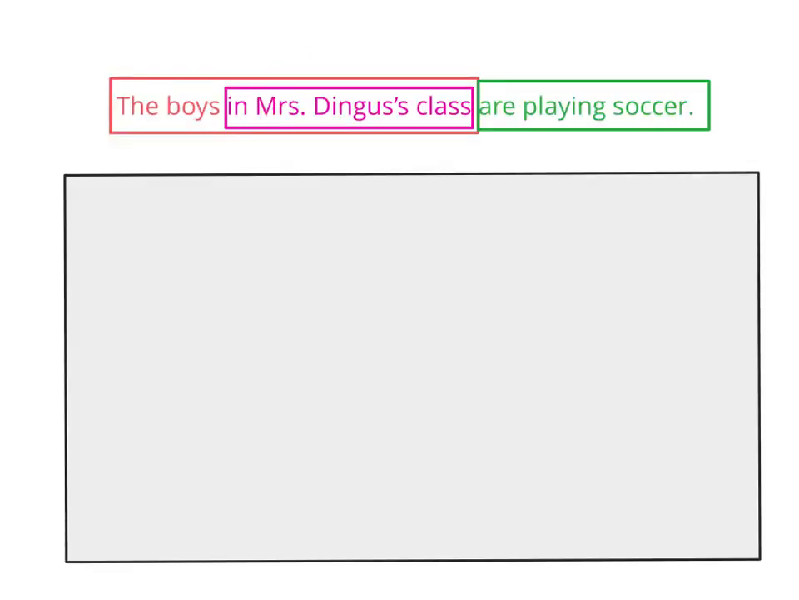Okay, I think this is going to be the last slide that we do. The boys in Mrs. Dingus's class are playing soccer. So here is our whole subject, but the simple subject is the one that we need to find. Here's our verb, are. And that's because boys is more than one. So boys, the boys are playing soccer.